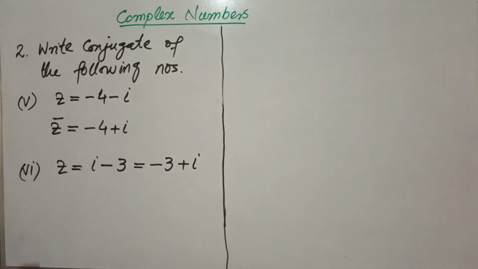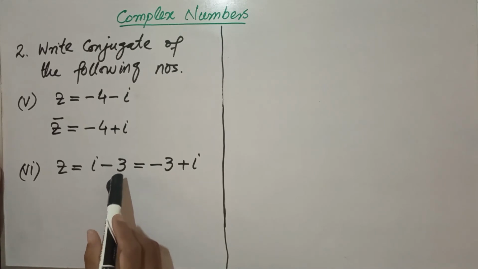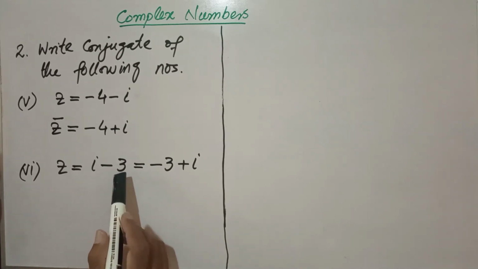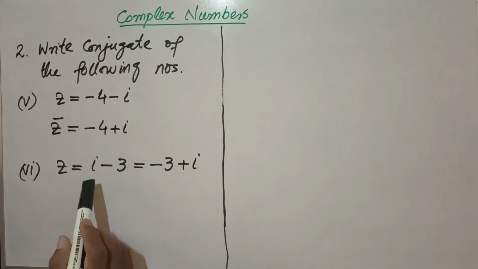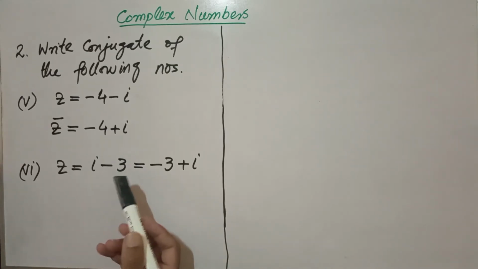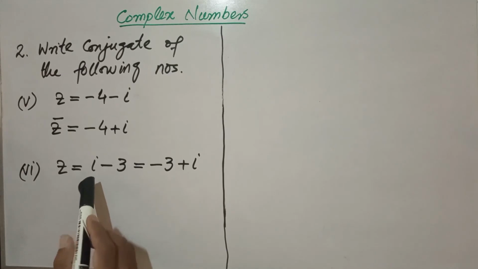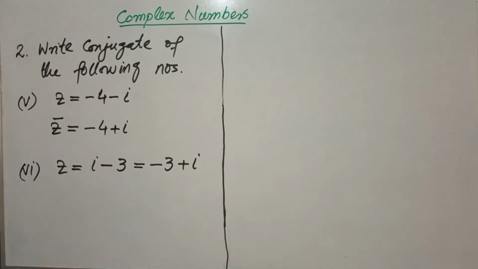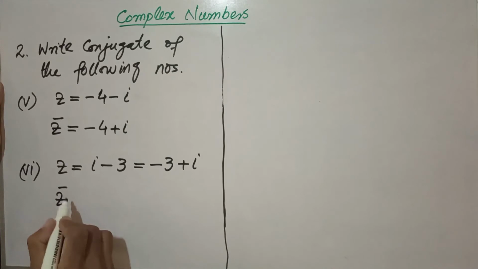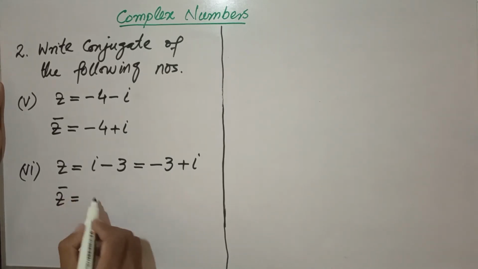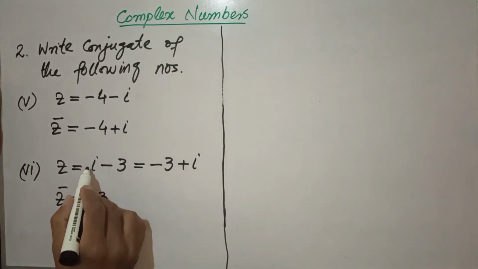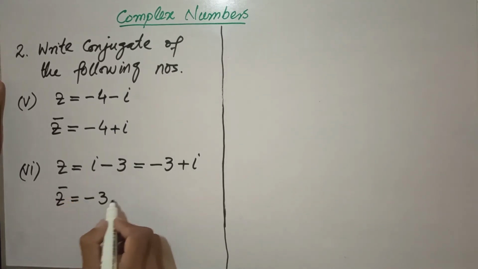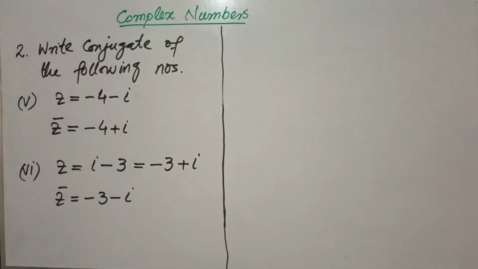This is not the case that we'll take the additive inverse of the second number. Rather, we'll take the additive inverse of the imaginary part, whether it is written first or as a second term. It doesn't matter. We'll always write down the additive inverse of the imaginary part of the given complex number. In this case, z conjugate becomes -3. Real part remains as it is, and additive inverse of the imaginary part, which is -iota.